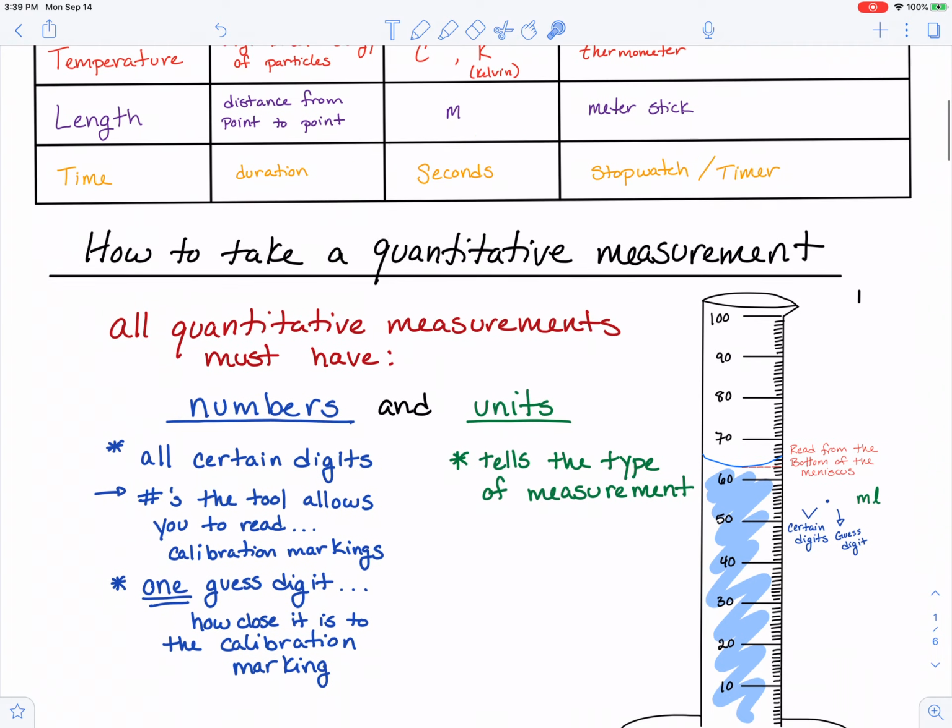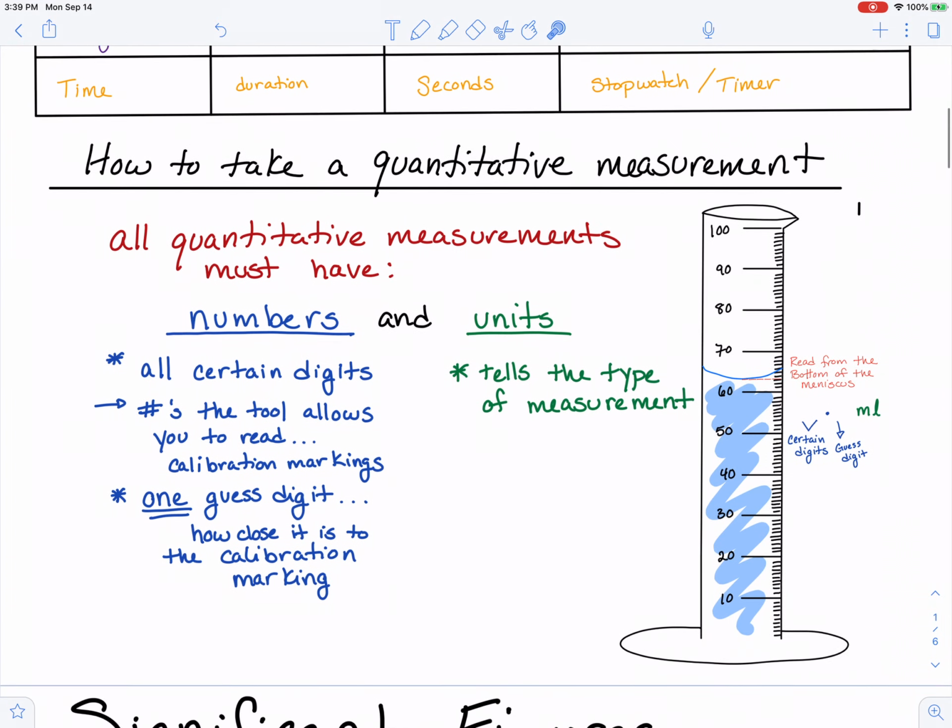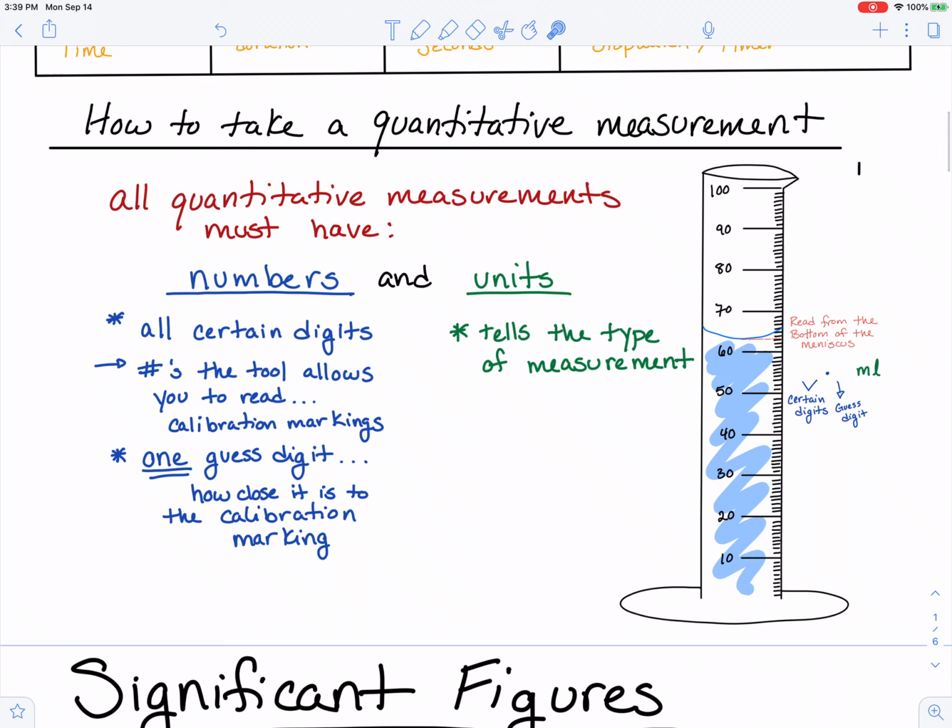Now, before we get into how we calculate how many digits we get in an answer, the first thing we have to learn is what is a measurement and how do we take an appropriate measurement. So all quantitative measurements must have numbers and units. Now, the numbers are very specific. You get all your certain digits, so those are the numbers that you can read on your tool. You'll notice that those are calibration markings that are associated with a number. You also get one guess digit, and that tells us how close we think we are to that calibration marking.